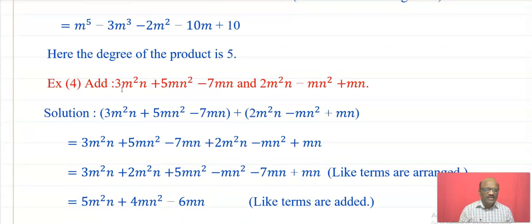Add 3m square n plus 5mn square minus 7mn and 2m square n minus mn square plus mn. Now add these two polynomials. The solution is 3m square n plus 5mn square minus 7mn plus, in the next bracket, 2m square n minus mn square plus mn. Now outside the bracket there is a plus sign.